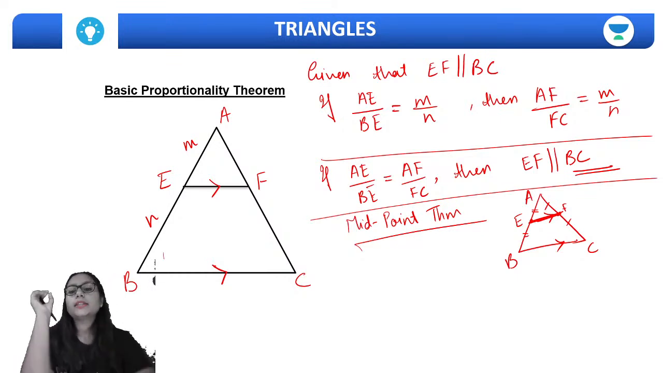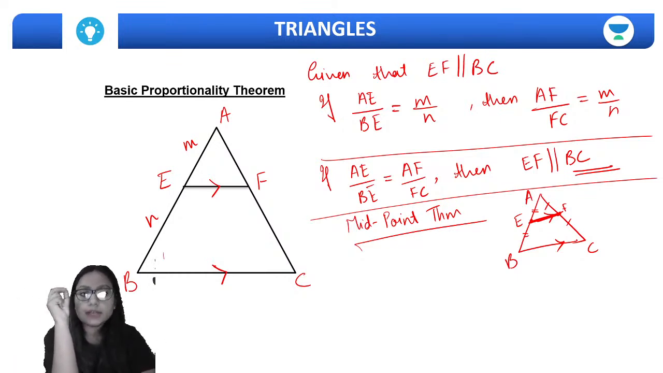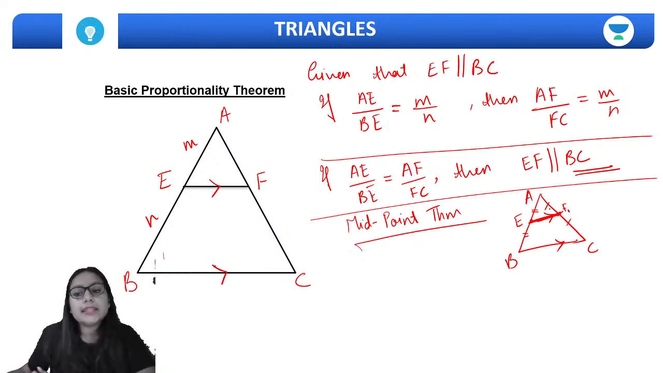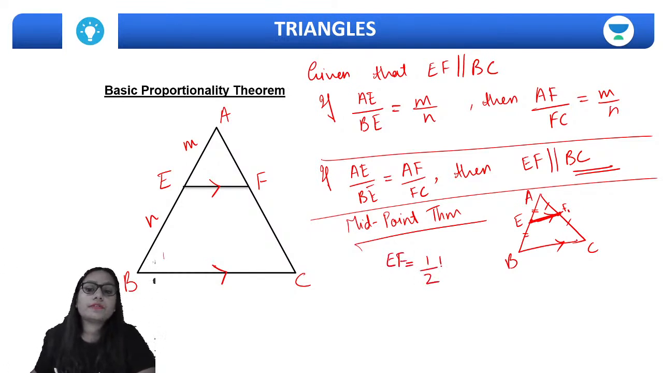There is one additional point involved in the midpoint theorem that you should know. If in this triangle E and F are the midpoints and EF is parallel to BC, then I can say that EF is half of BC.